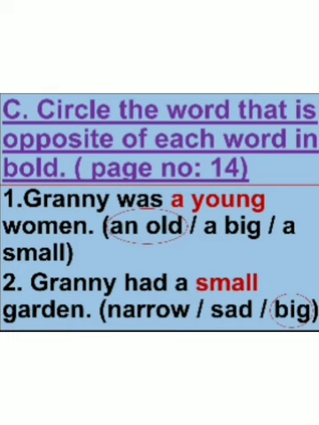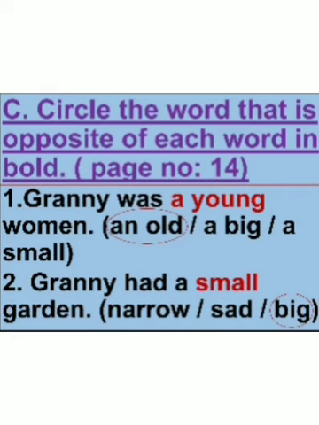Are you ready? Okay. Now, all of you read with me the second one. Granny had a small garden. I repeat. Granny had a small garden. Now, identify the adjective and tell me. Is it garden, granny, had, or small? Yes, you are right. The adjective is small. Yes, you are describing how Granny's garden is. It is small. Yes?